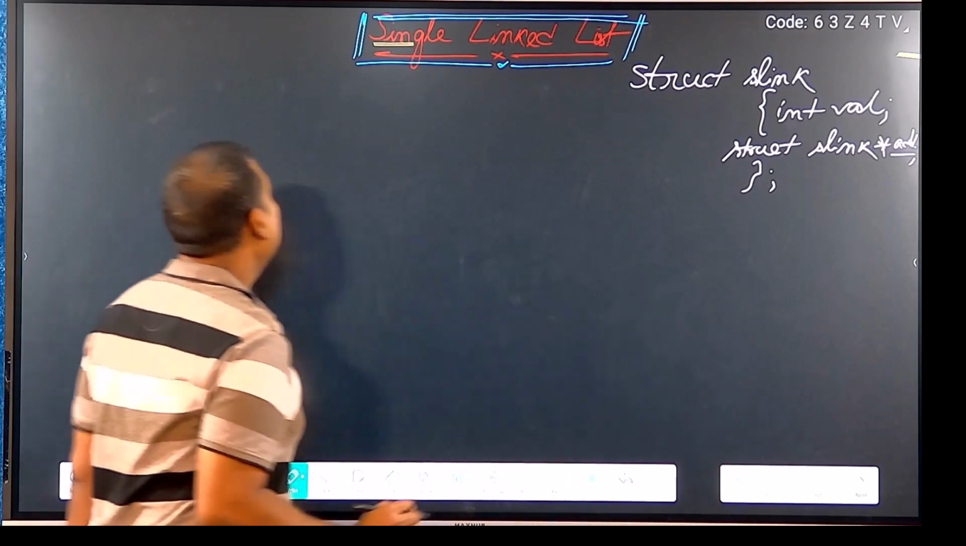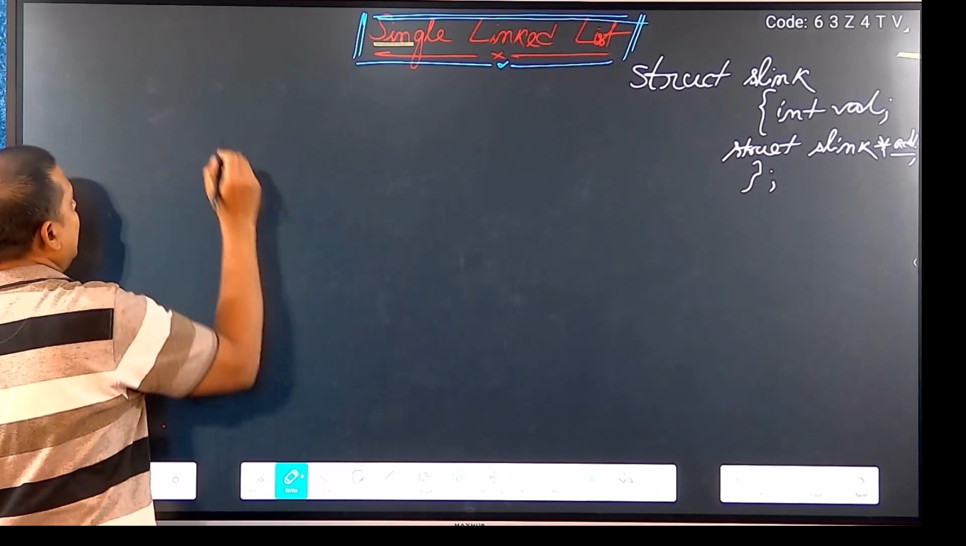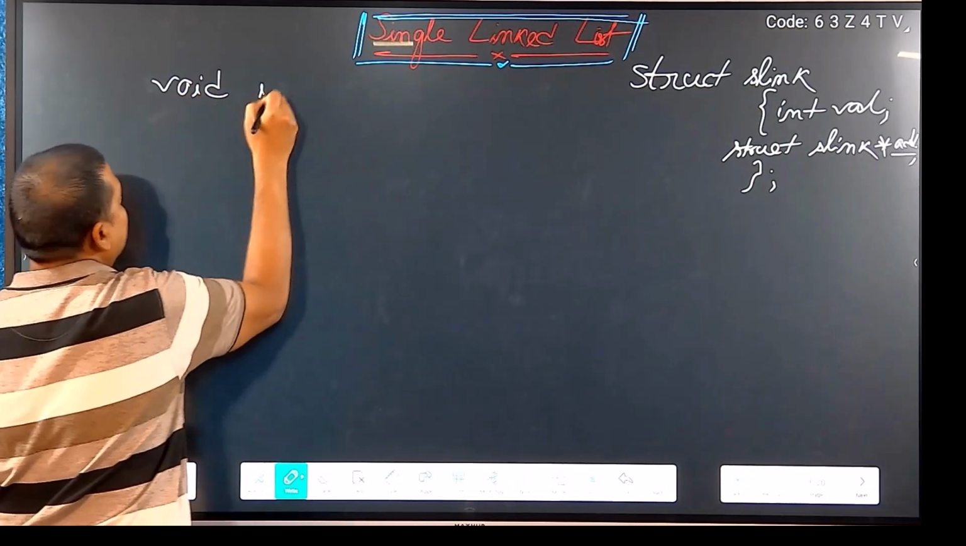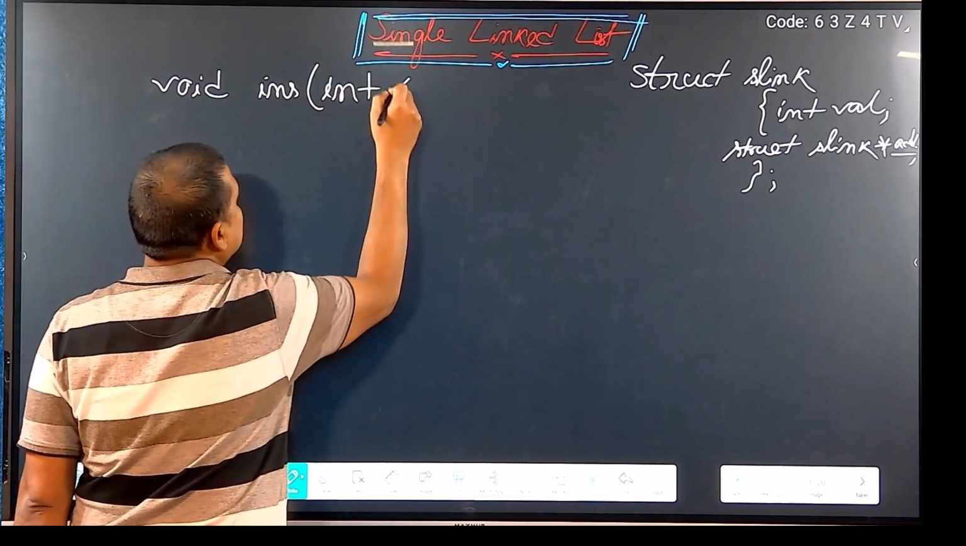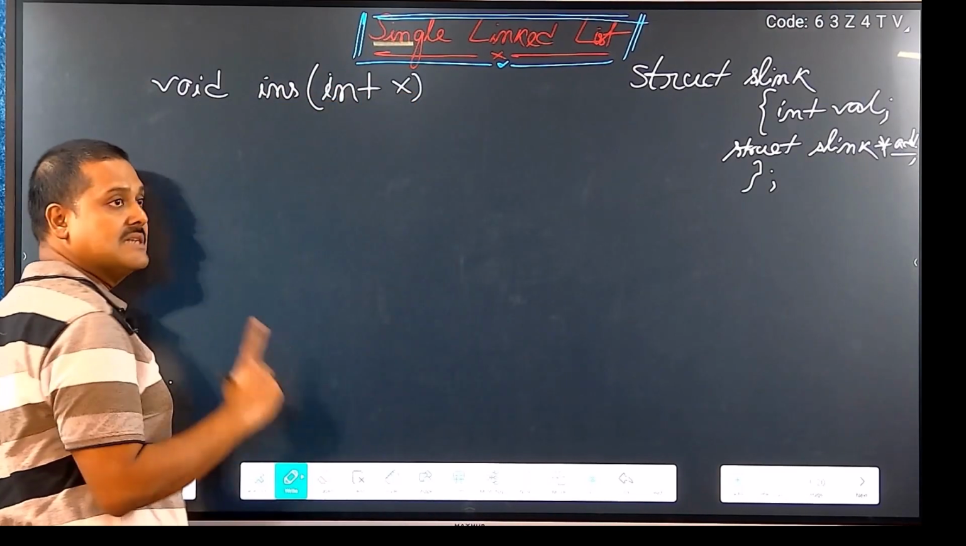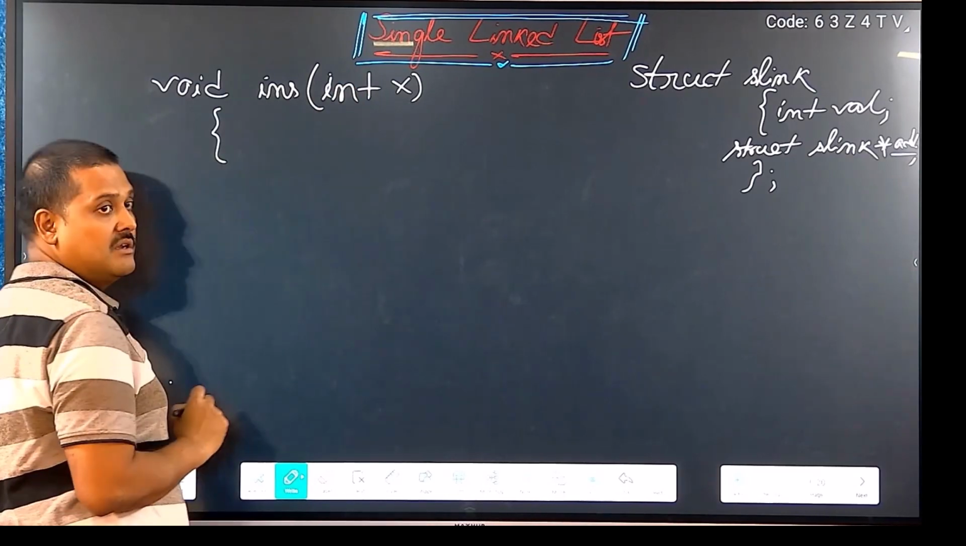Now, first, if we try to insert some value, say for example, we are trying to insert using some function, a void function named ins with a variable int x. Now, we are trying to insert this value. So, this is our insert function.